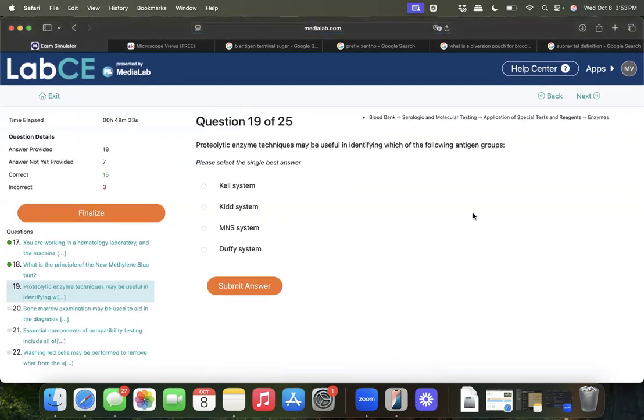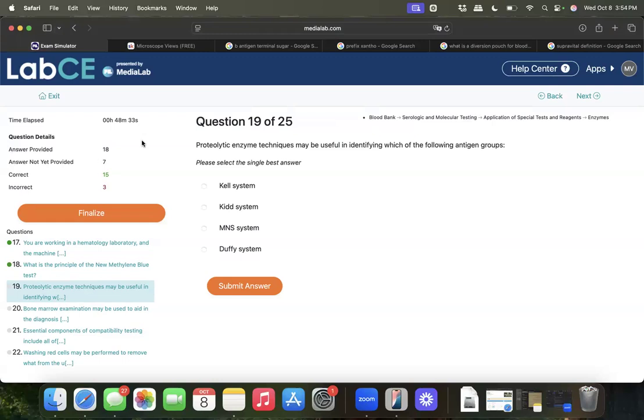Bet. Proteolytic enzyme techniques may be useful in identifying which of the following antigen groups: Kell system, KID system, MNS system, or Duffy. We got B, A, C, D. I forgot A. Not D for sure.